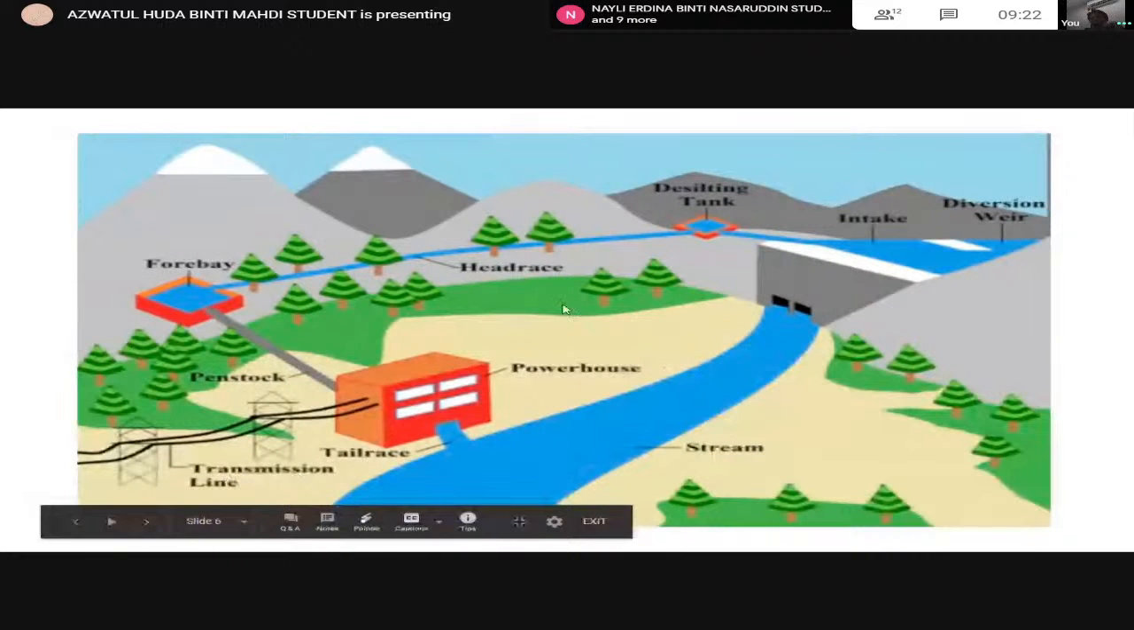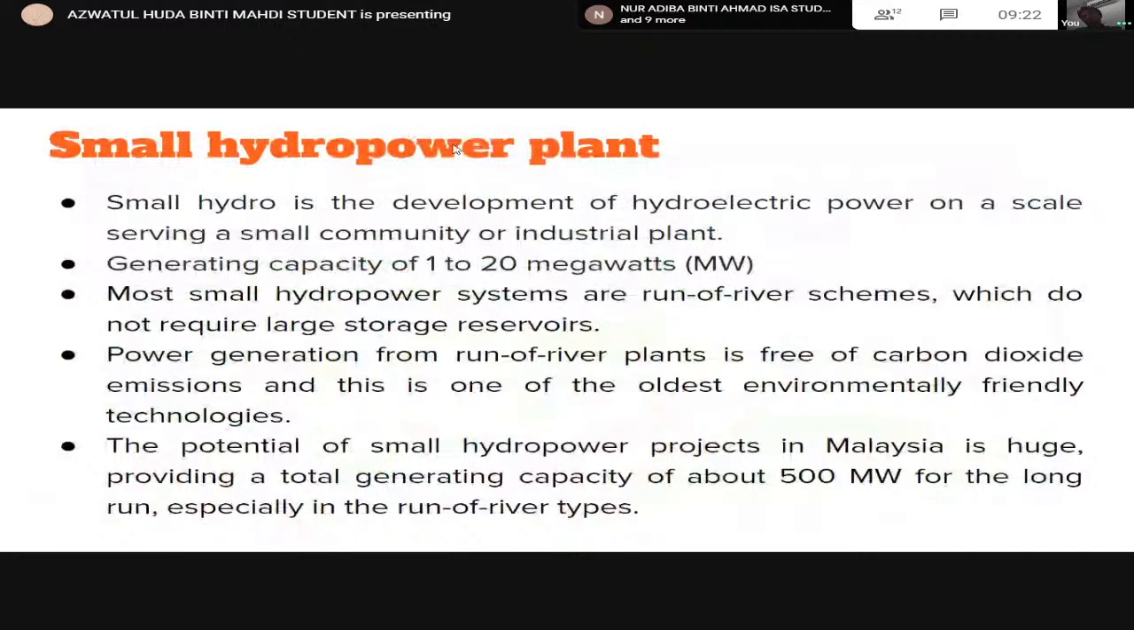Okay, so next, in our case study, we choose to build the small hydropower plants. This is because our location is at the river, so there will be no dam or reservoir there because it will cost a lot to build a dam, and also small hydropower is easier to use.